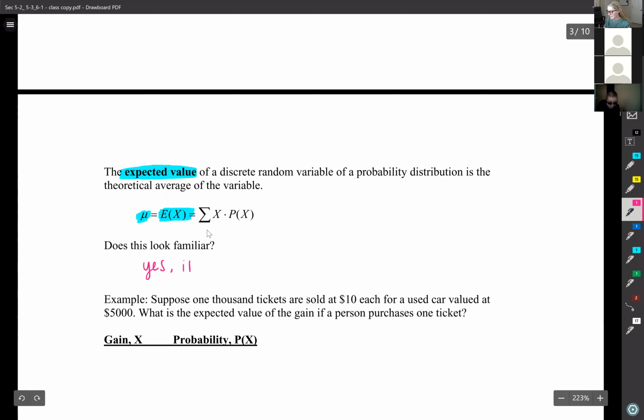Yes, it looks like the mean. It also looks familiar to standard deviation, because standard deviation and variance weren't that different from the mean. So it does look familiar to those, but it is identical to how we calculate the mean. It's really interesting because, like I said, we're not really learning anything new. We're now just introducing this thing called expected value, which is actually just the mean all over again. So let me do an example and then kind of explain what this means.